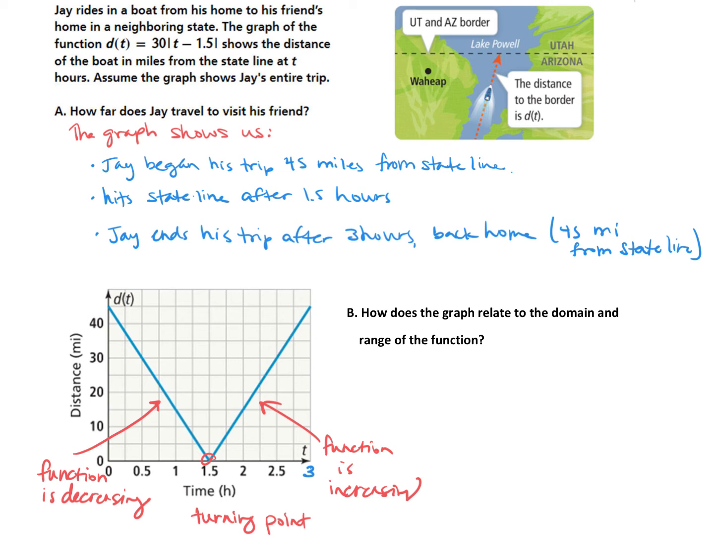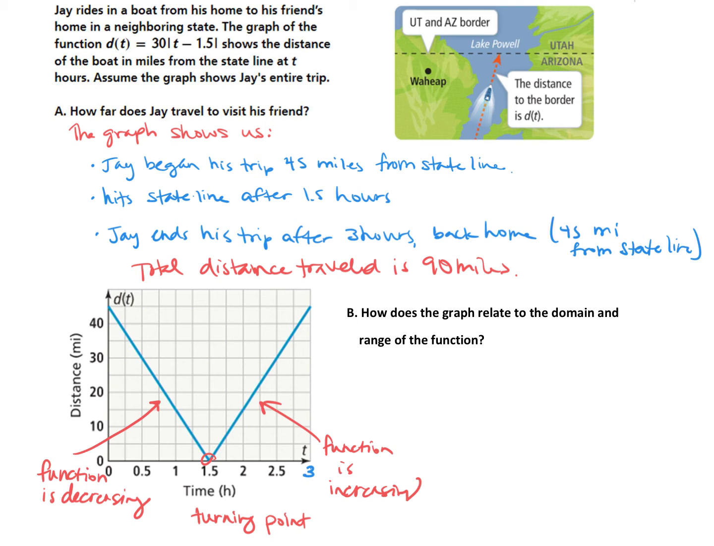Okay, so how far does Jay travel to visit his friend? Well, he starts out 45 miles away from the state line. So he travels 45 miles. It takes him 1.5 hours. He gets to the state line, and then he has to travel back home another 45 miles. So Jay's total distance traveled is 90 miles. Oh, I'm glad you guys are listening to this because that is hard to read.